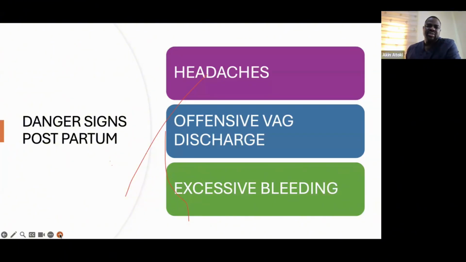Though a lot of times in the puerperal stage, in the first 6 weeks, people might have on and off bleeding, it should not be heavy. Excessive bleeding, any more than normal, is a danger sign even after delivery. All right, so those are danger signs.